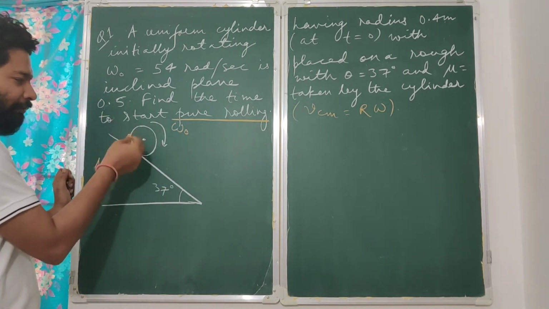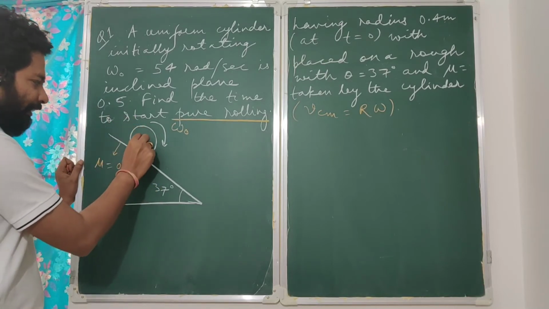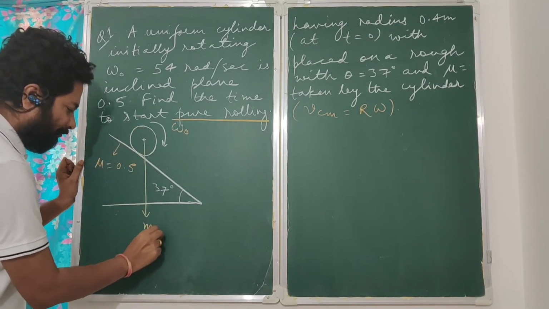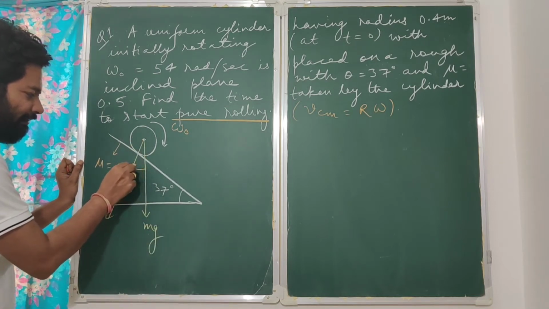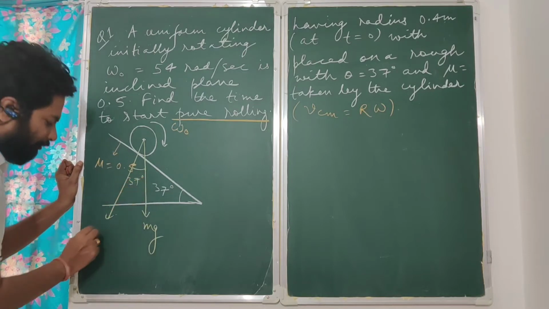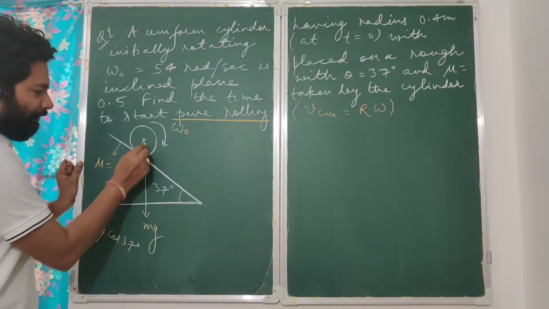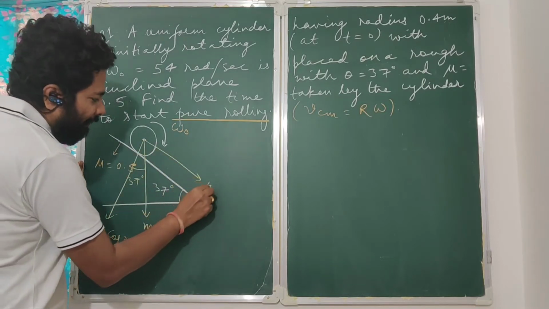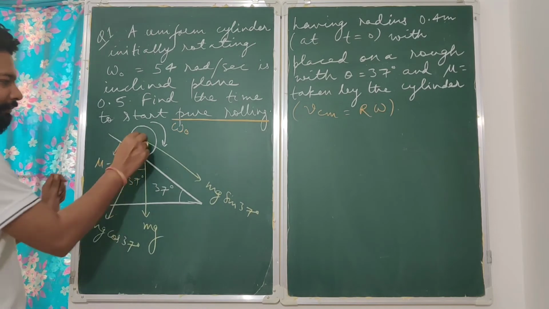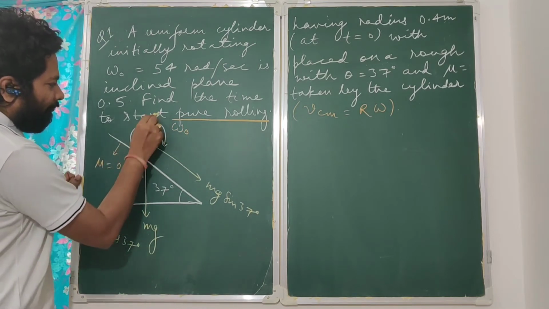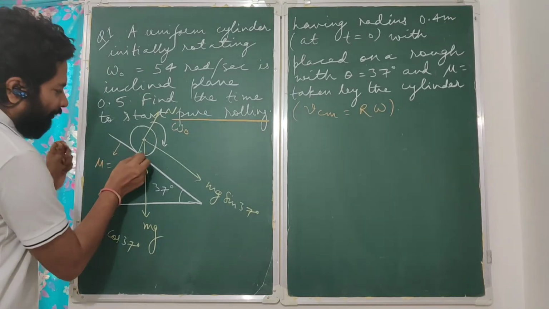If I draw the free body diagram of all the forces acting on this cylinder, you can see there is one mg. You will have this angle as 37 degrees. Here the component is mg cos 37 degrees, and there will be one mg sin 37 degrees. Then there will be one normal reaction, and in addition to all this, there will be one frictional force.